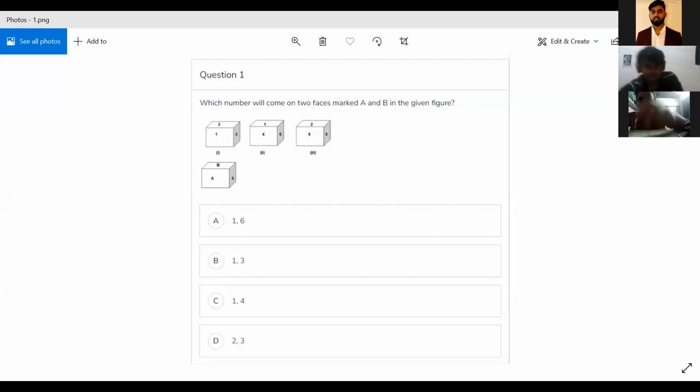What other options are there? 4, 6, 3, 2. Now, look at this question. 1, 6. Since 1 cannot come, this is eliminated. This is also eliminated. This is also eliminated. D is the correct answer because you cannot have 1, isn't it?